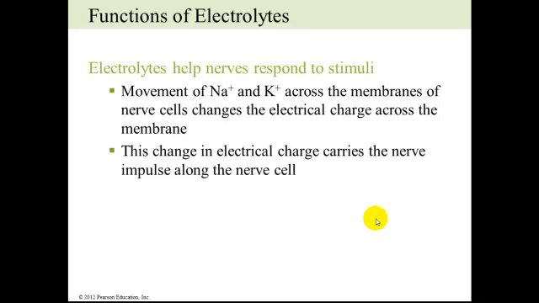Another important function of electrolytes has to do with how our nerves function. The cells that make up our nervous system are called neurons. And the way they function has to do with movement of charged particles across their plasma membrane. And that electrical charge creates things called potentials, or action potentials, and that's what allows our neurons to work.